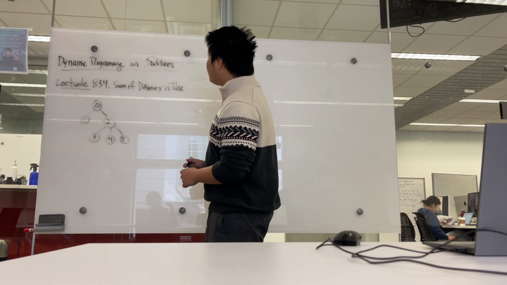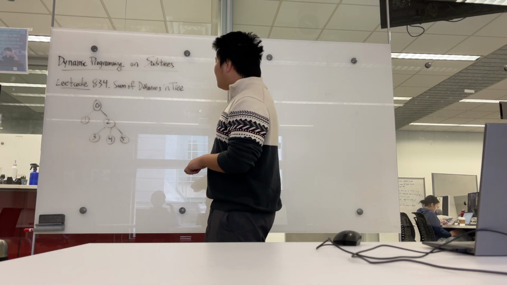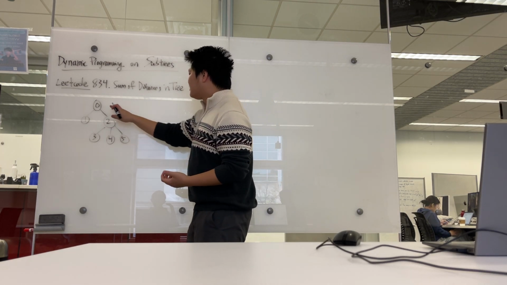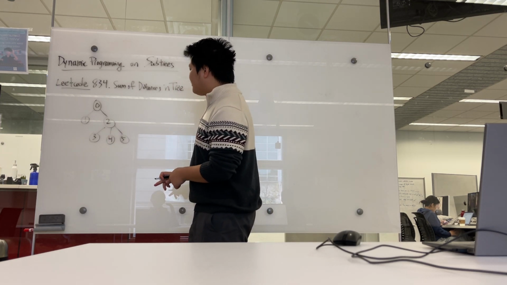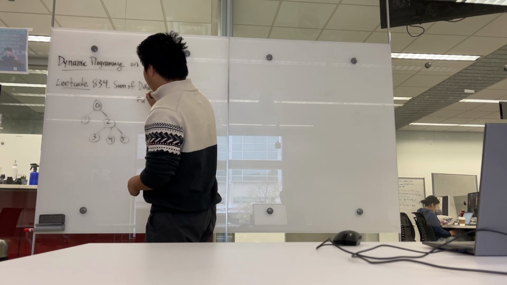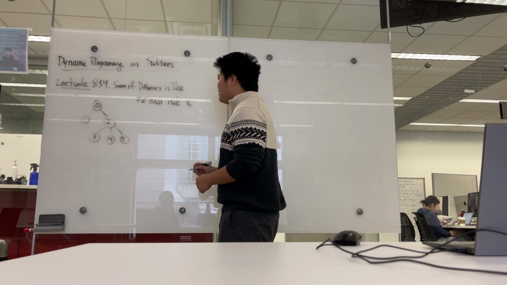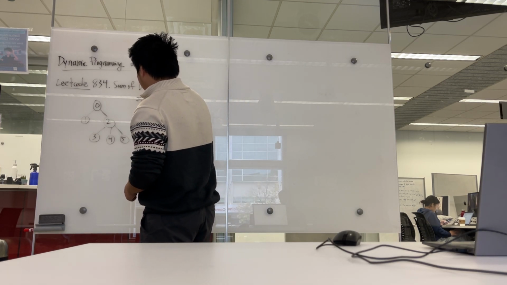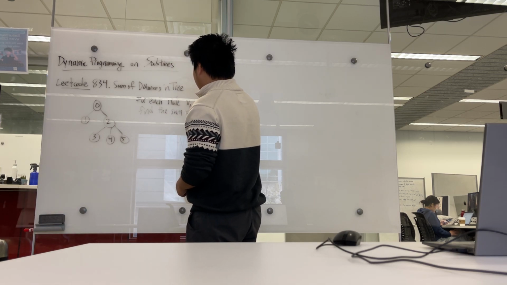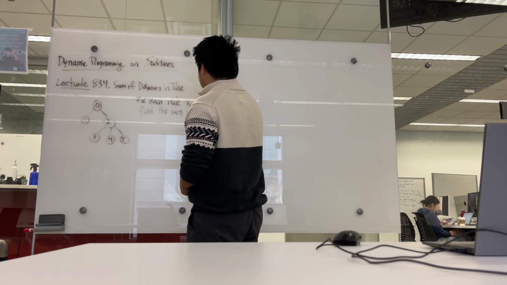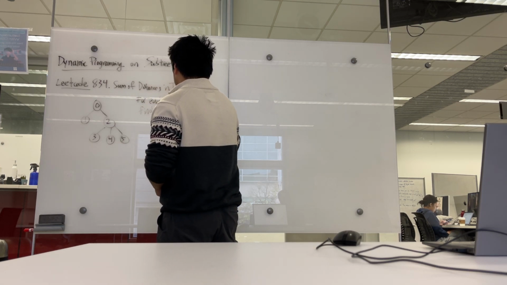And so the problem that we're looking at today is sum of distances in tree. So the problem statement is very simple. You're given a tree of n nodes, and you want to compute for each node v, find the sum of distances from v to every other node.